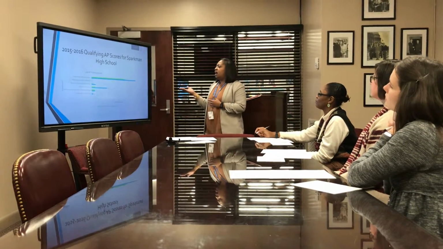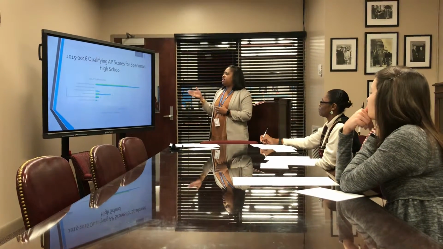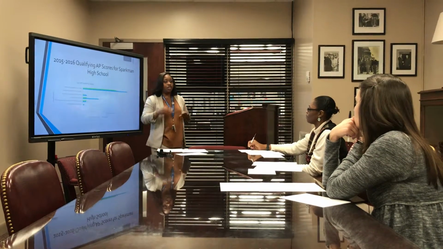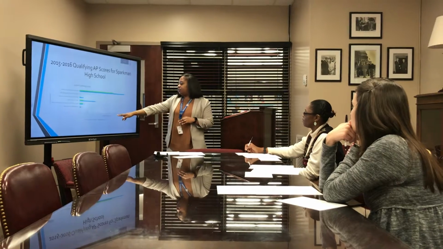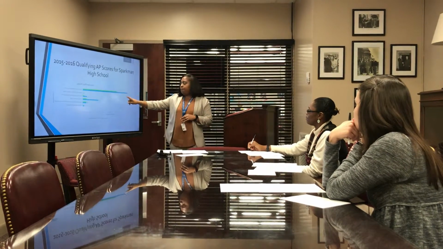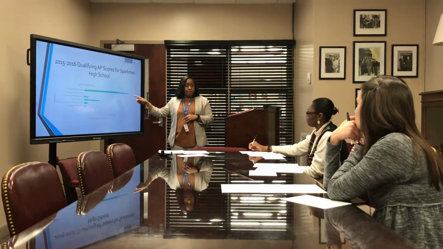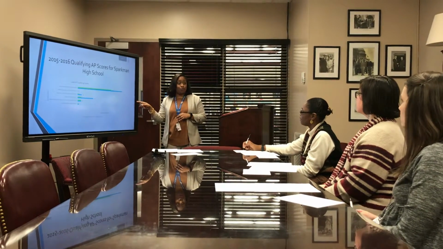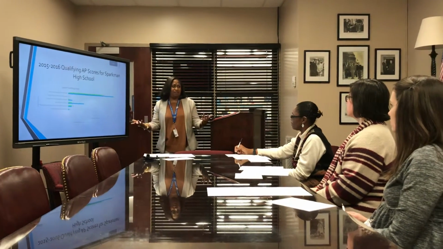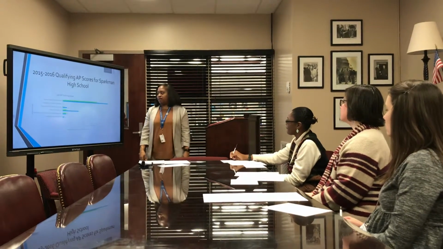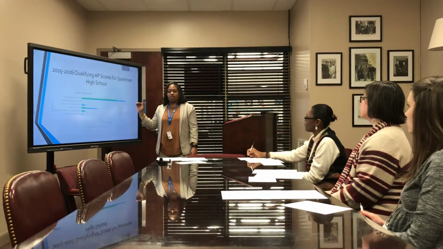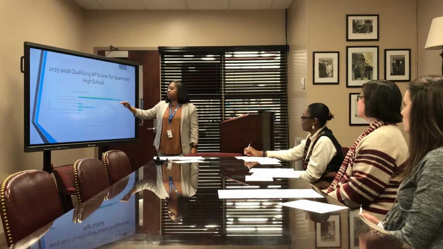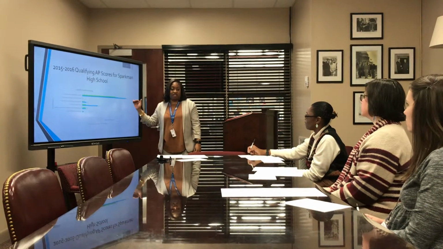So if you look at this, this shows 2015-2016 qualifying AP scores for Sparkman. Whenever you look at data, you always want to look at the last 3 years so you can see a trend. Now, what's in green is the number of qualifying scores, but what's in blue is the total number of students. So you could have more qualifying scores than total students, because some students take 5 or 6 AP exams. I did want to point that out. But just looking at this, you still see discrepancies because you have 250 qualifying scores from white students and 341 total white students that took the exam.